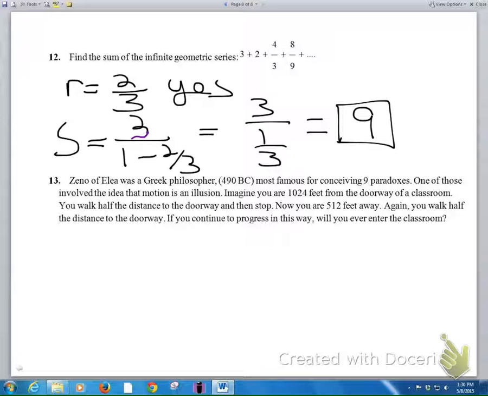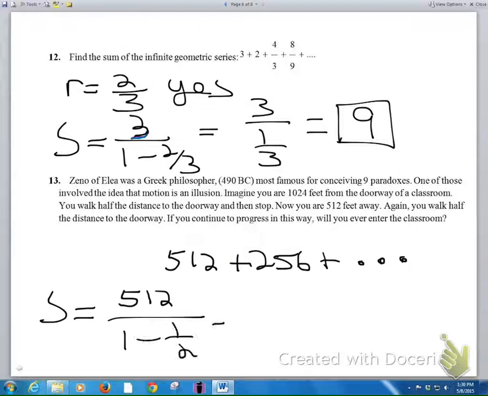Okay, so there is a famous Greek philosopher that talks about certain paradoxes. And so one of them is, okay, imagine you are 1024 feet from the doorway and you keep going half the distance. So that means the second time you go 512 feet, then you go half of that, and so on. And if you keep going, will you exit the doorway? So the idea here is, let's find the infinite sum when r is 1/2.